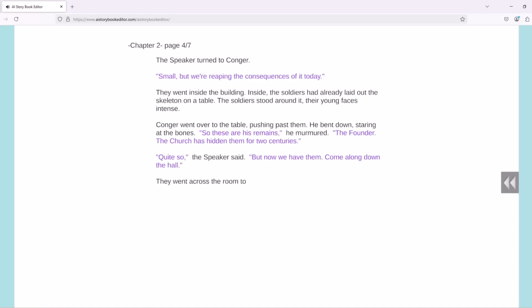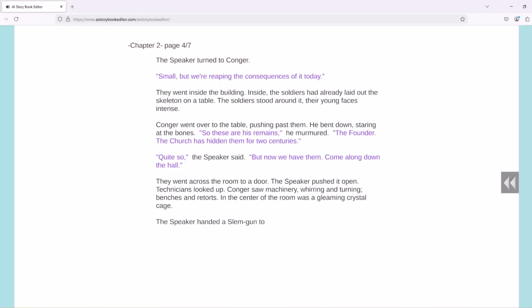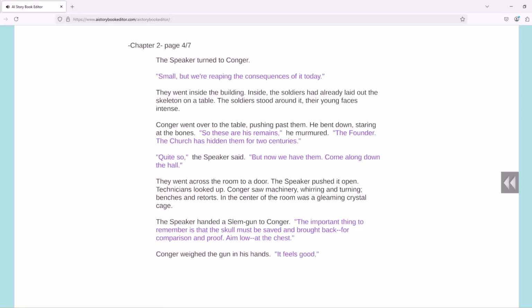They went across the room to a door. The speaker pushed it open. Technicians looked up. Conger saw machinery, whirring and turning, benches and retorts. In the center of the room was a gleaming crystal cage. The speaker handed a slim gun to Conger. "The important thing to remember is that the skull must be saved and brought back, for comparison and proof. Aim low, at the chest." Conger weighed the gun in his hands. "It feels good," he said. "I know this gun. That is, I've seen them before, but I never used one." The speaker nodded.